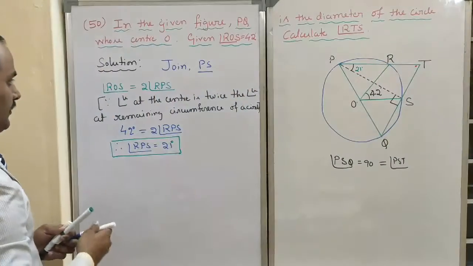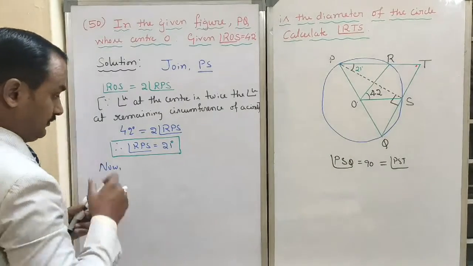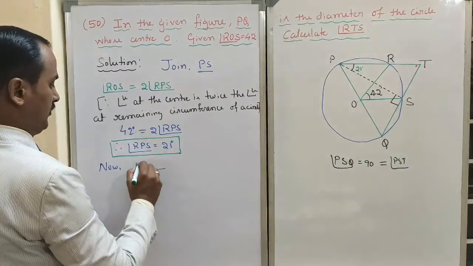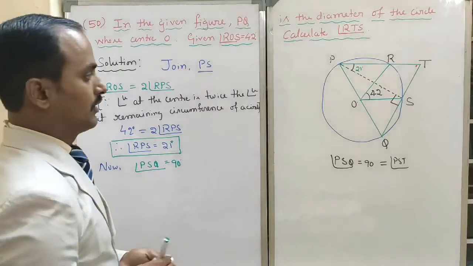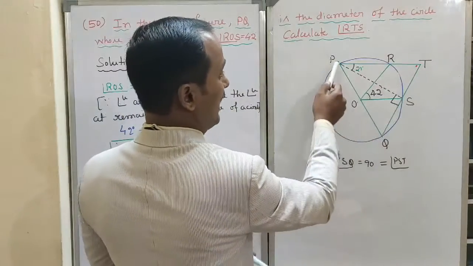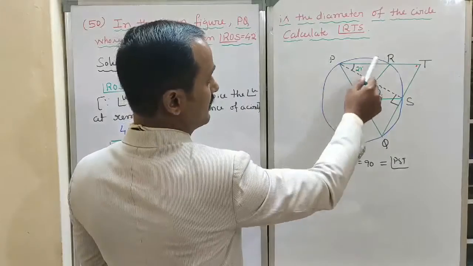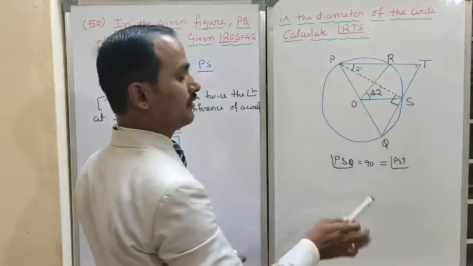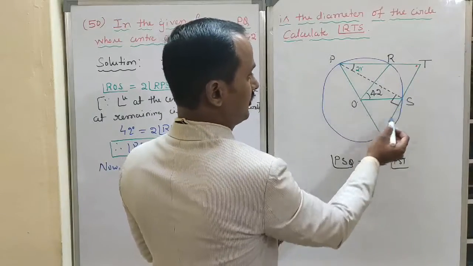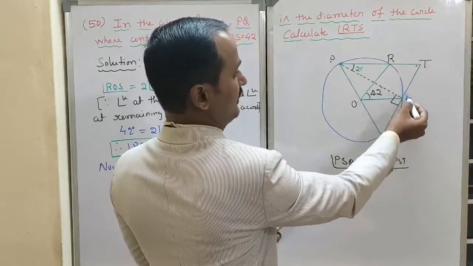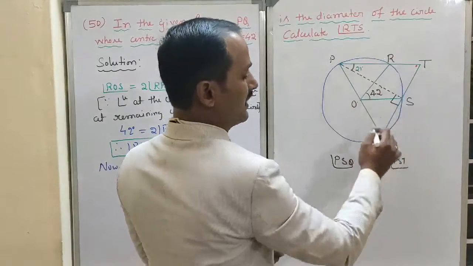Now, dear children, look here. The angle PSQ is equal to 90 degree. PQ is the diameter, and the diameter forms an angle at the circumference, that angle is 90 degree. Okay, look here, I will show once again. The angle formed here, PSQ, is 90 degree on the circumference. The diameter forms the angle on the circumference, that is always 90 degree.